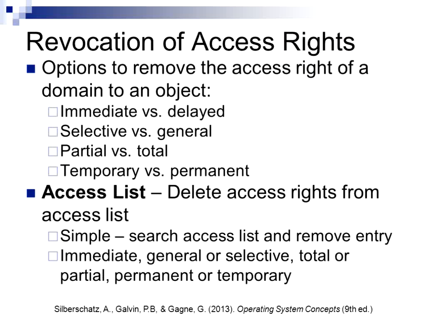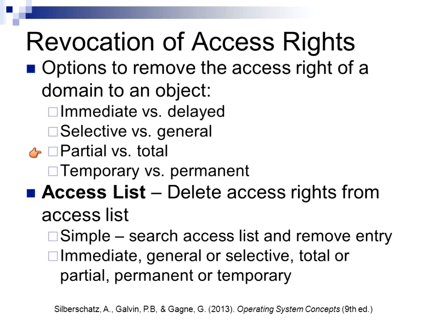The other thing we need to be aware of is that we need to be able to revoke rights to an object. So we need options to remove the access rights of a domain to an object. And we need to decide whether it's going to happen immediately or will it be delayed. Can we do it for one domain at a time, or does it have to be all or nothing? Is it general or selective?